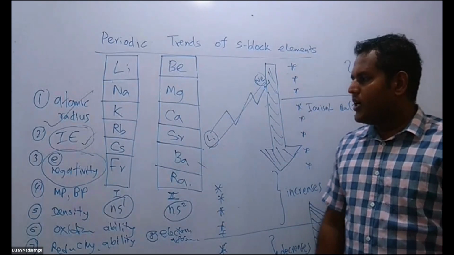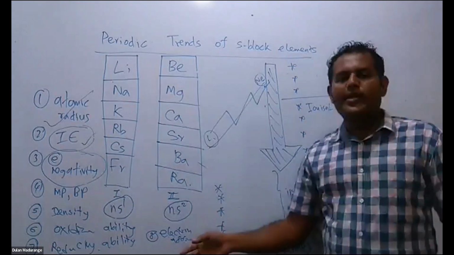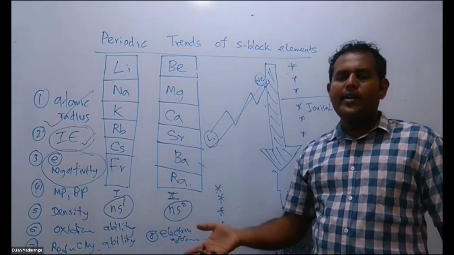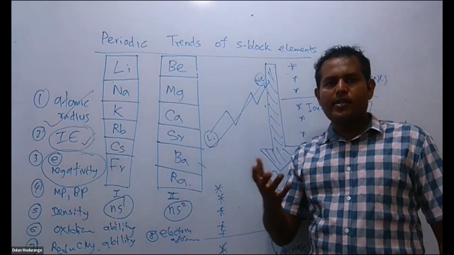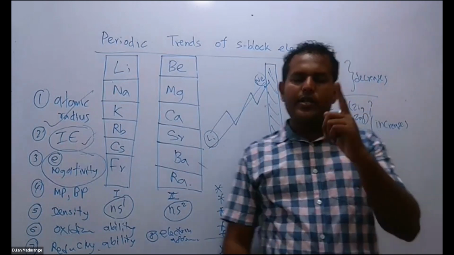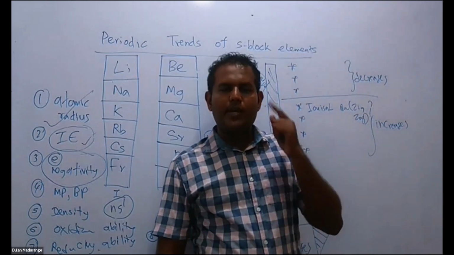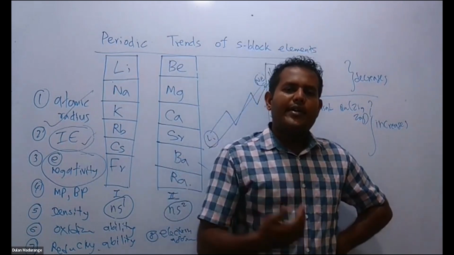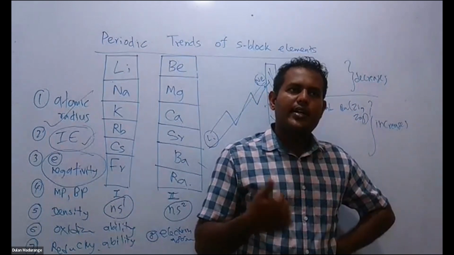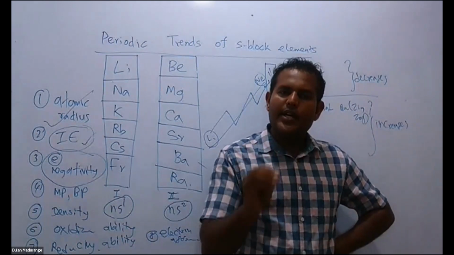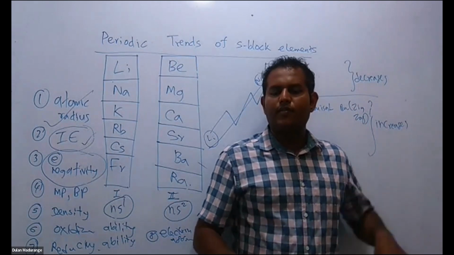Right. Then you know, downwards in a group, what will happen to electronegativity? Does it increase or decrease? It decreases. Why does electronegativity decrease downwards in a group? What's the main reason? The ability to attract electrons will get decreased. Electronegativity decreases when we move downwards in a group.